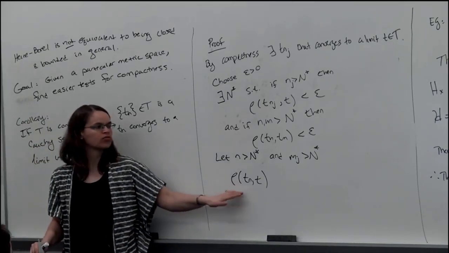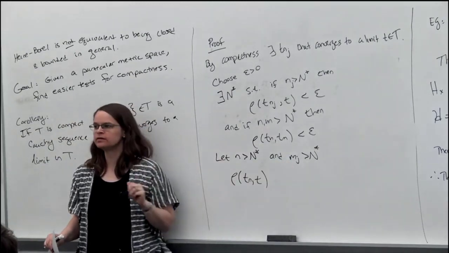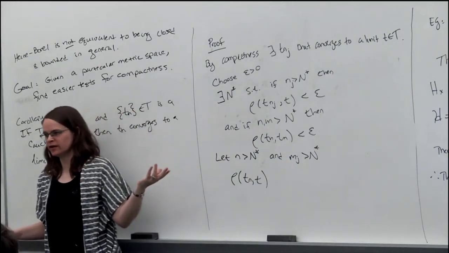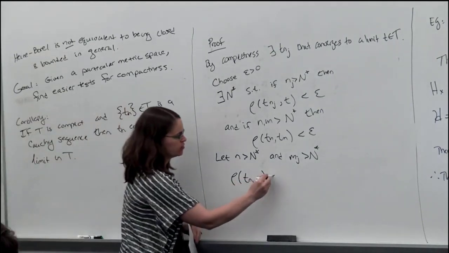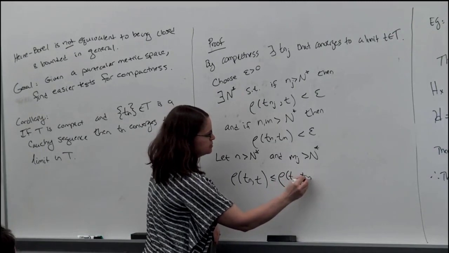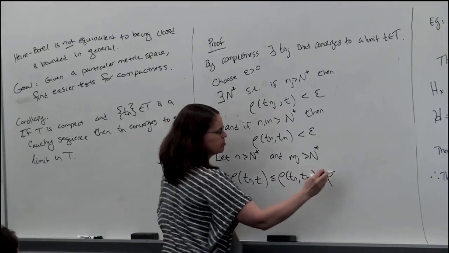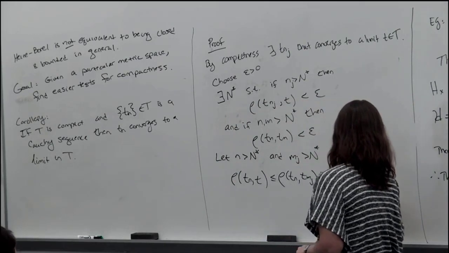All right, what's my tool here? How do I bring in this point? Yeah, the triangle inequality. Was always our favorite tool for doing these things. So this is less than or equal to the distance between Tn and T_mj plus the distance from T_mj to T.